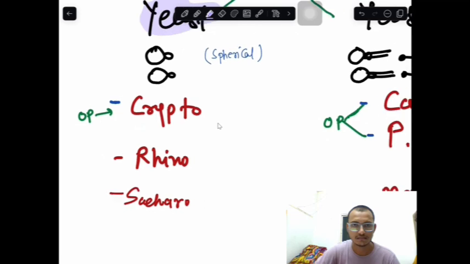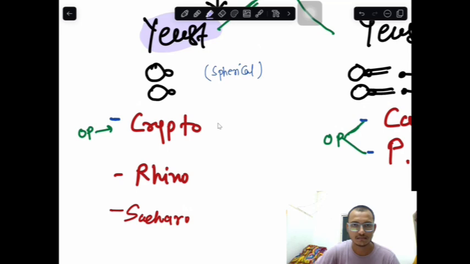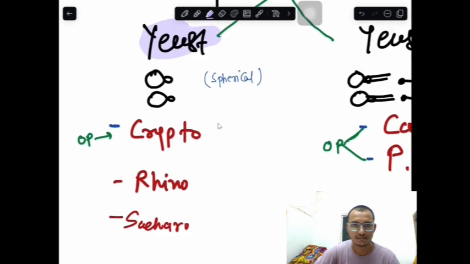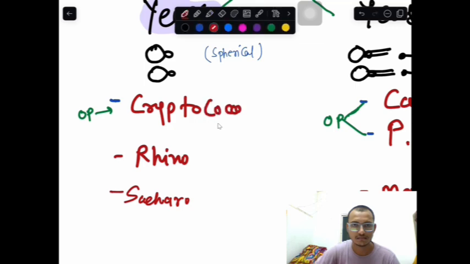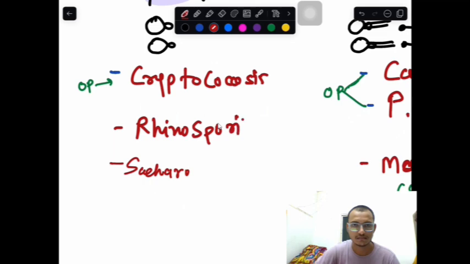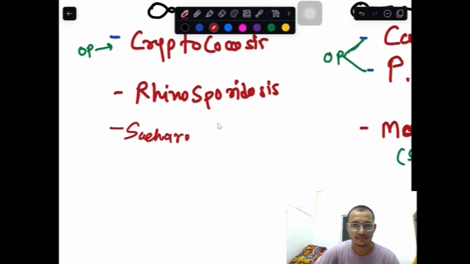We know cryptocurrency, right? Yeasts are like the crypto. See here, this spherical shape we call yeast. There are three types: cryptococcus, they are round; second is rhinosporidiosis; and third is saccharomycosis.